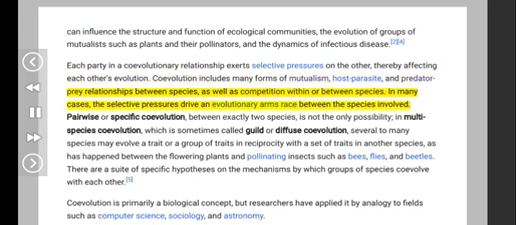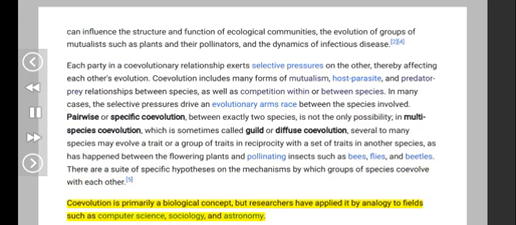In many cases, the selective pressures drive an evolutionary arms race between the species involved. Pairwise or specific coevolution, between exactly two species, is not the only possibility. In multi-species coevolution, which is sometimes called guild or diffuse coevolution, several to many species may evolve a trait or a group of traits in reciprocity with a set of traits in another species, as has happened between the flowering plants and pollinating insects such as bees, flies, and beetles. There are a suite of specific hypotheses on the mechanisms by which groups of species coevolve with each other.